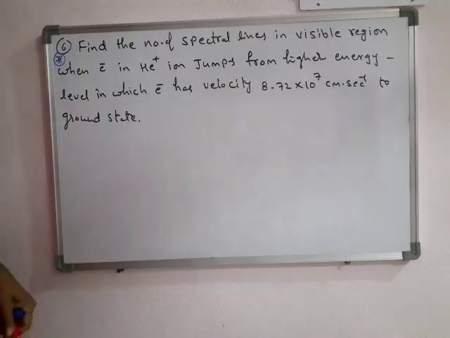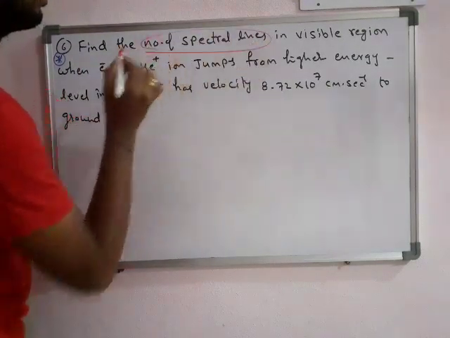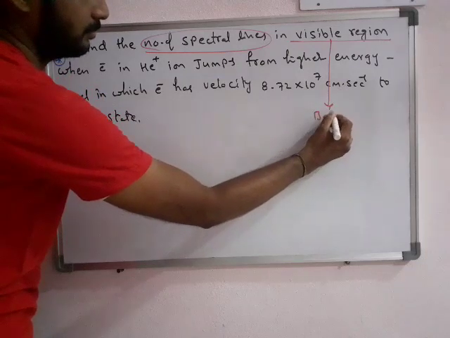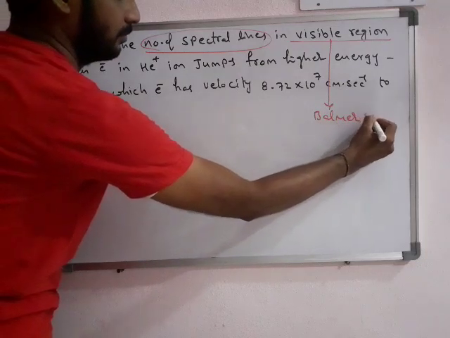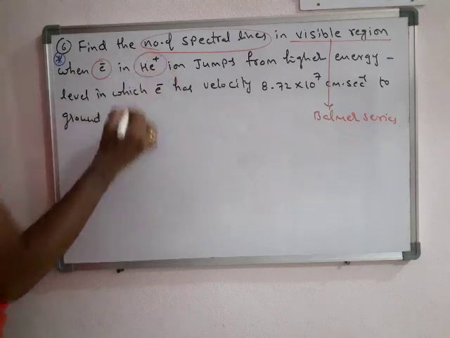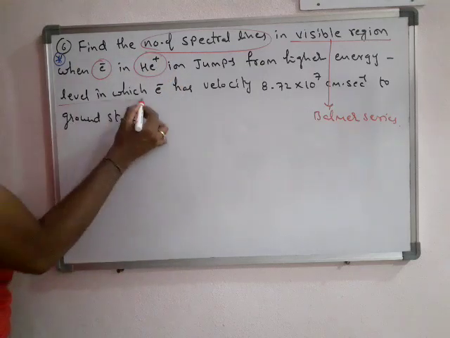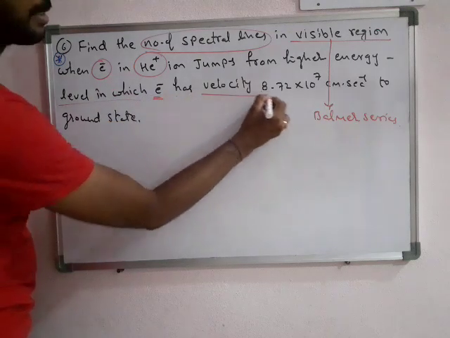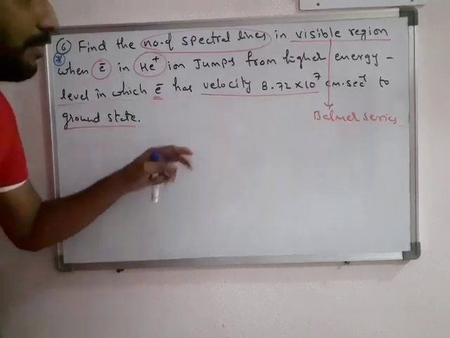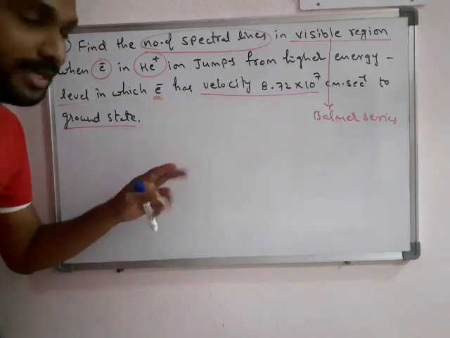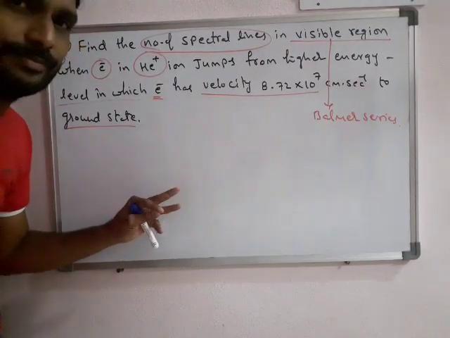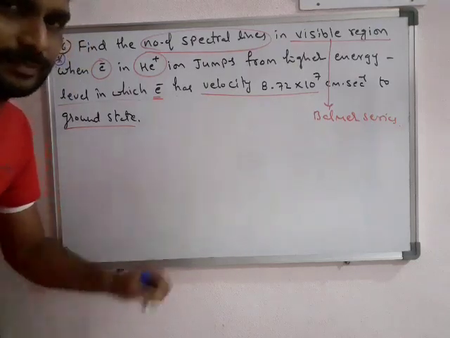So here is a very important problem: find the number of spectral lines in the visible region. Visible region lines means the lines formed in Balmer series. When an electron in helium plus jumps from a higher energy level, in which the electron has a velocity of this much, to the ground state, means here the electron is de-excited from a higher level to the ground level. Then there is a formation of different lines in Lyman series, Balmer series, Paschen, Brackett, Pfund series and Humphrey series.